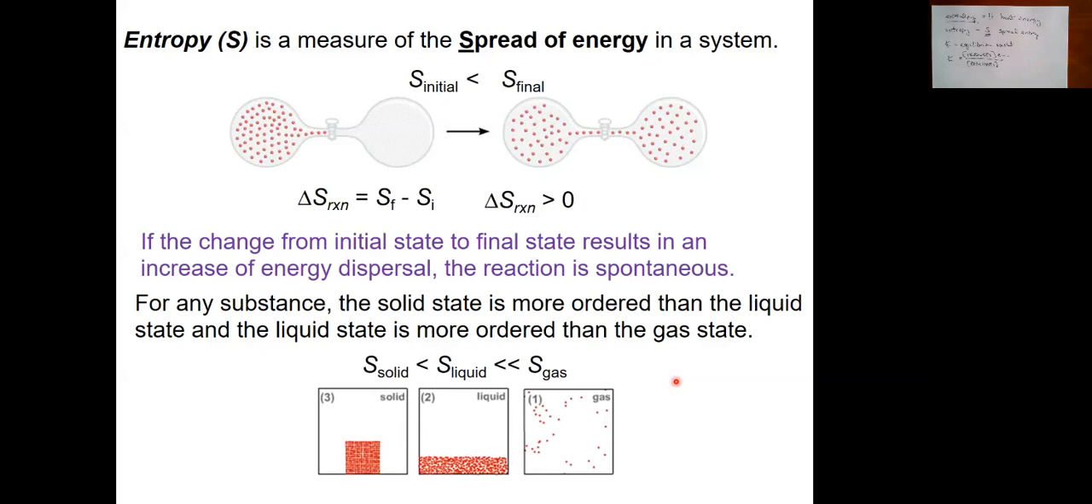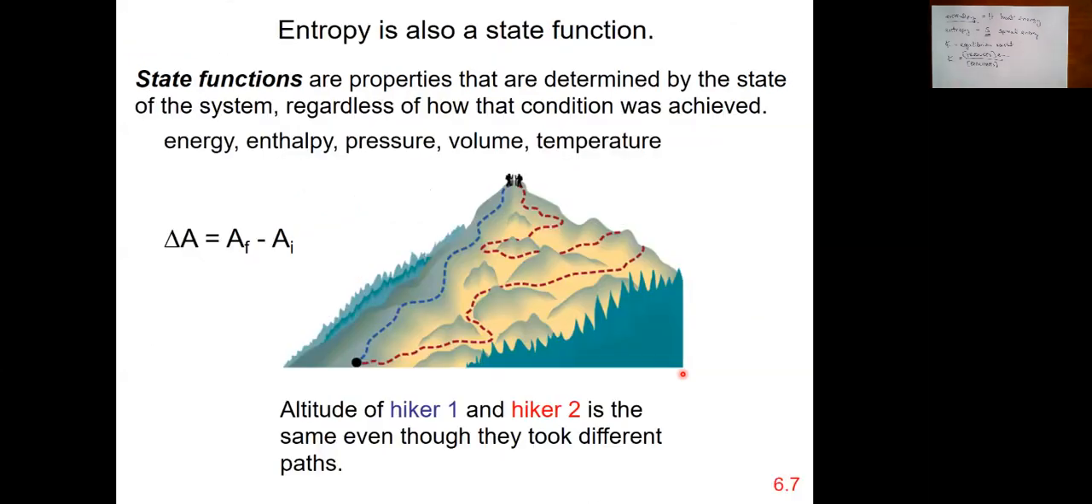So anytime you're seeing a phase change from a solid to a liquid, hopefully you recognize that liquid particles are more dispersed than solid particles. So liquid entropy is greater than solid entropy. And continuing on, gas entropy is greater than liquid entropy. So entropy increases depending on state changes, phase changes. Anytime you melt ice, that's going to be a positive entropy reaction. The products have more entropy than the reactants.